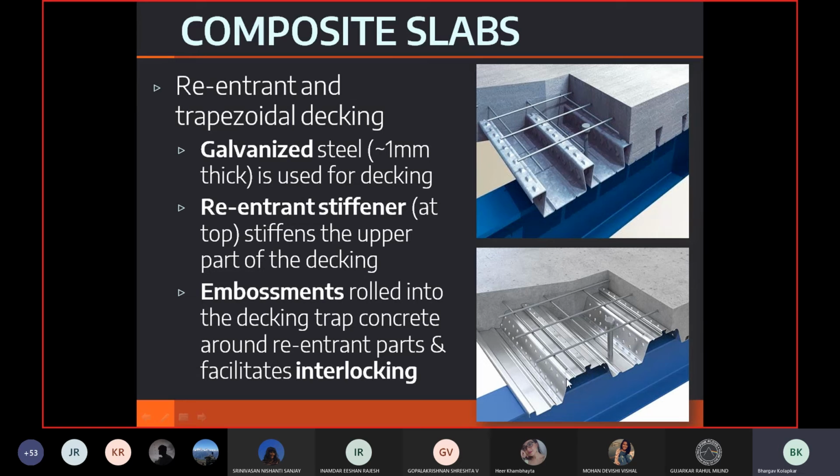Now, if it's a plain section here, what might happen is it might undergo local buckling because it also has some span. There's concrete on the top of it. There's going to be a dead load, live load, superimposed dead load, and so on. So there's a chance that this might actually locally buckle. To avoid that, a reentrant stiffener is given. So this stiffens the section and reduces the deflections.